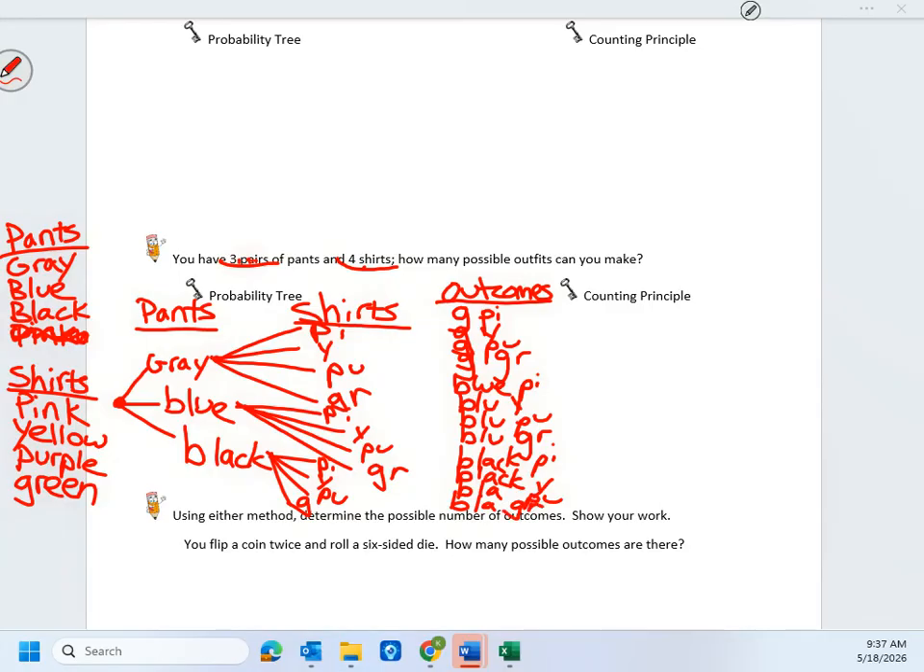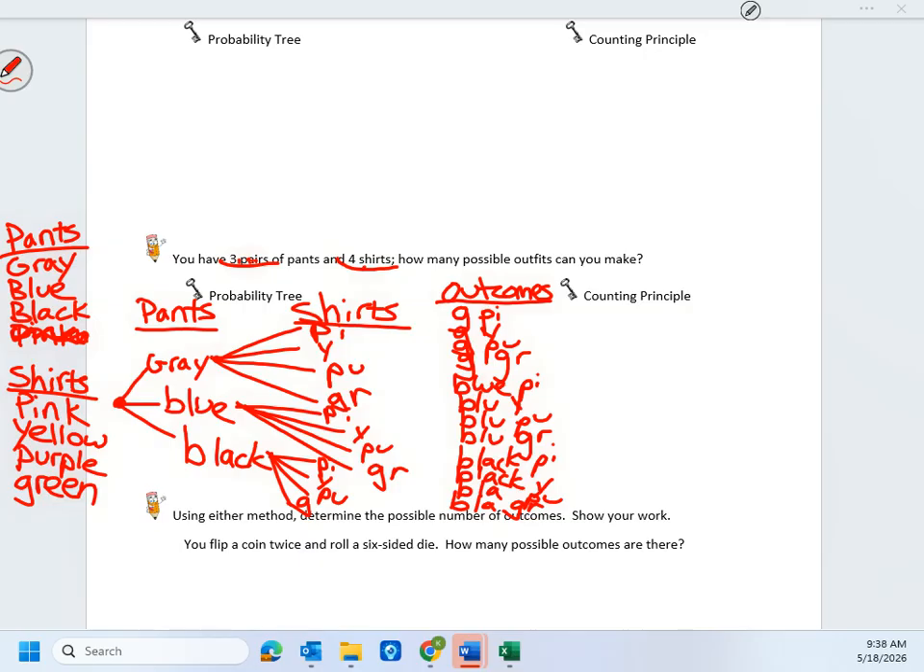So how many outcomes could we have altogether? How many possible outfits could we have? If we could have a gray and pink, we could have a blue and pink, we could have the black and pink. How many different outcomes are there listed?